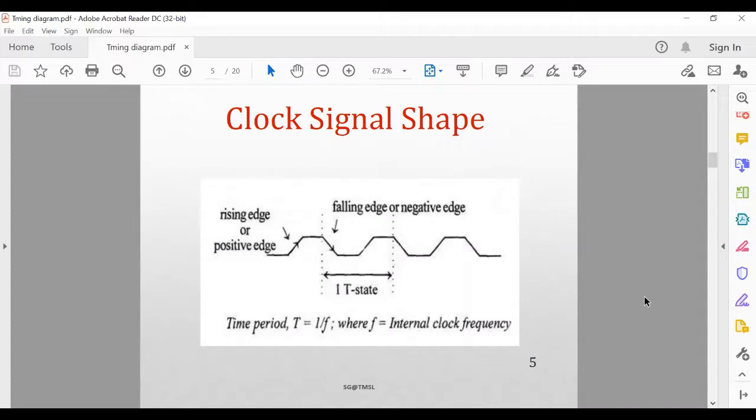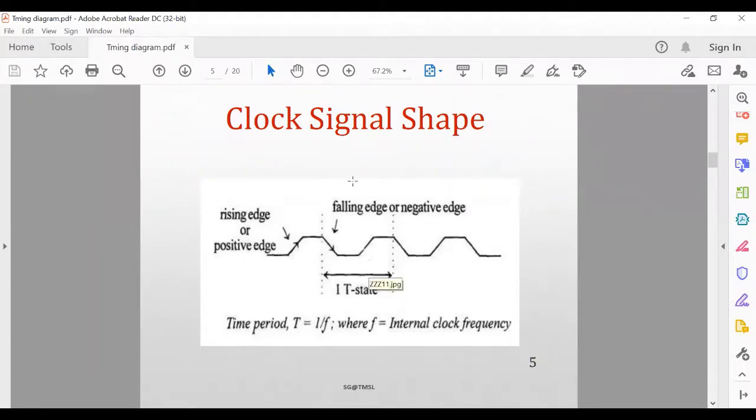Here the clock signal input is just like a square wave signal. One T state is to be considered from the falling edge of one pulse to the rising edge of the next pulse. So this portion is called one T state. T means time. The falling edge of this pulse to the rising edge of the next pulse is called one T state.